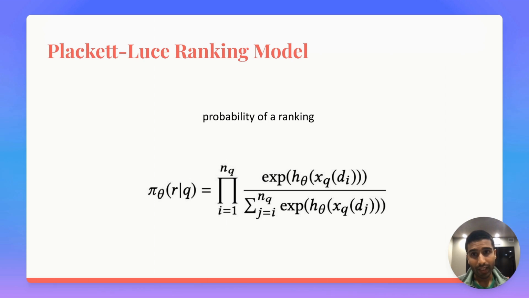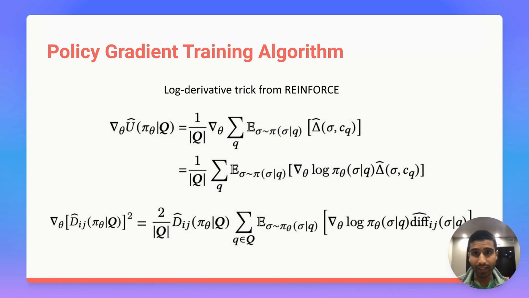The probability of a ranking is defined as a product of its softmax distributions. To sample from rankings, we can sample items from the softmax distribution without replacement, and then rank items in the order in which they were drawn. We use stochastic gradient descent to iteratively update the parameters of the ranking policy.